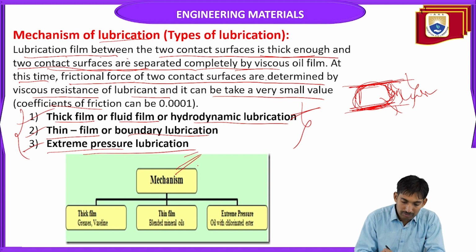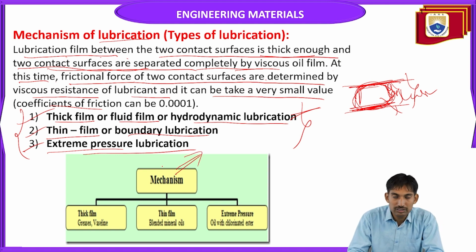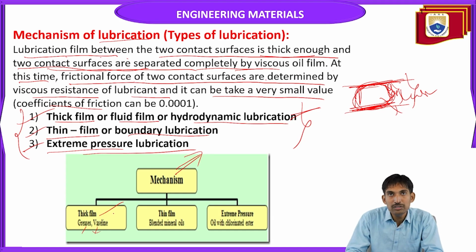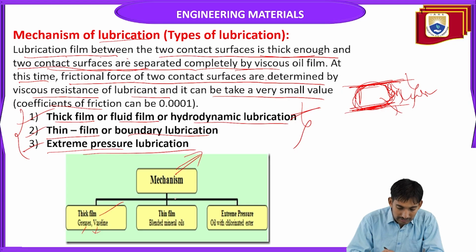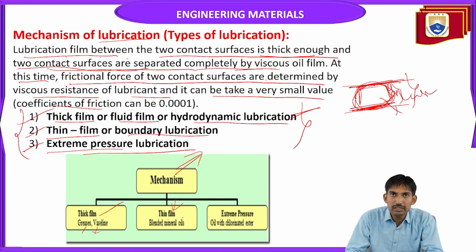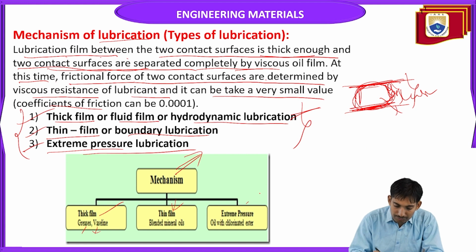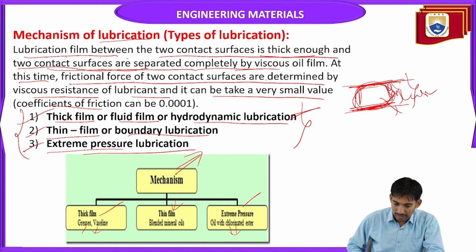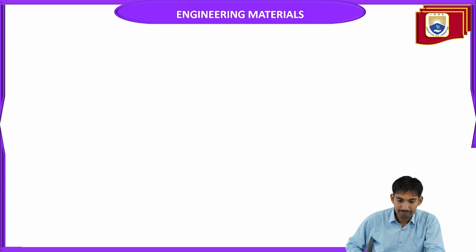The lubrication mechanism is classified into three types. That is thick film: greases and Vaseline are examples of the thick film mechanism. This forms a thick film between the two moving surfaces. The next one is thin film: blended mineral oils are examples of thin film. In the case of the extreme pressure mechanism, oils with chlorinated esters are examples.